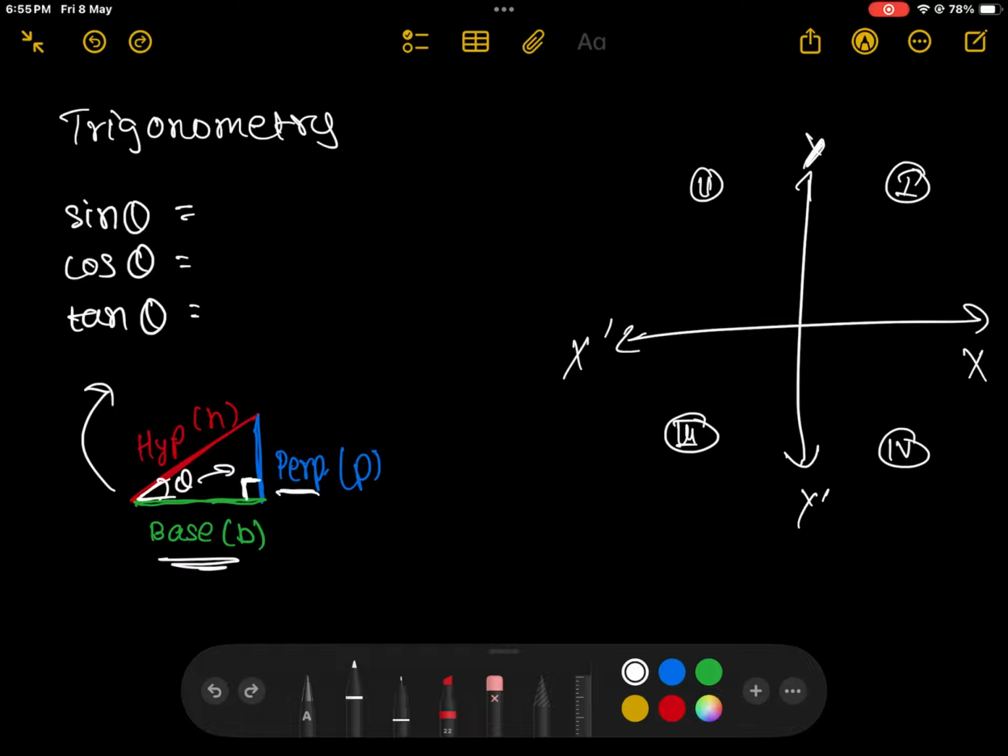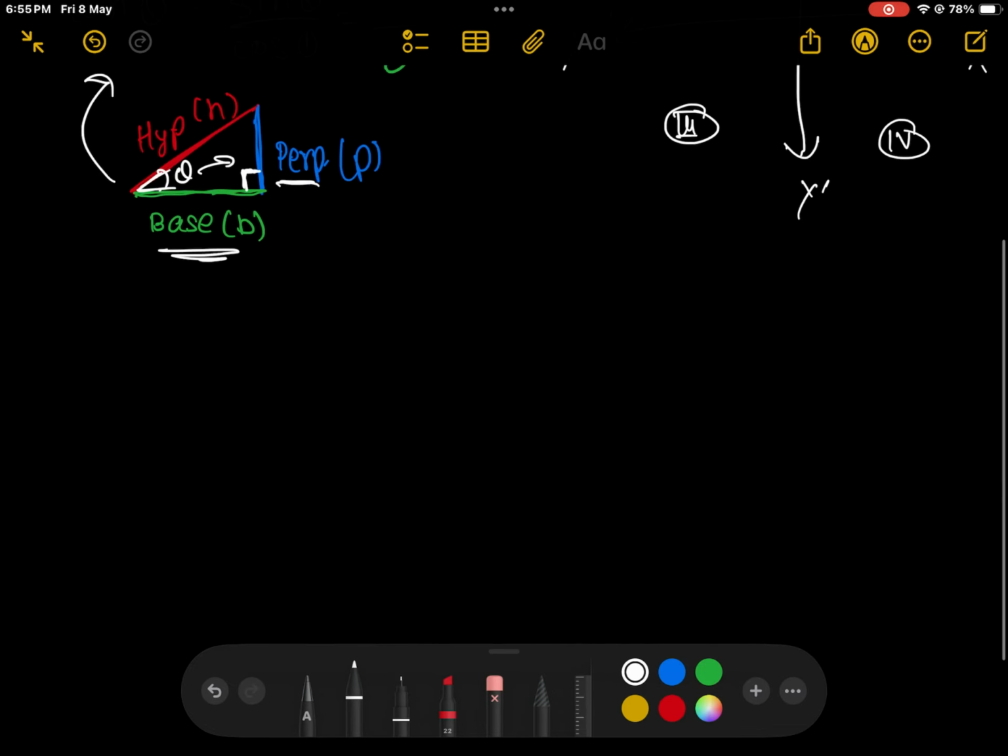So sine is perpendicular upon hypotenuse, cos is base upon hypotenuse, and tan is sine theta upon cos theta. One thing I might do wrong is I might not say theta after tan. I'll just say tan because I feel like it. So that's something that I may do wrong, so apologies in advance.